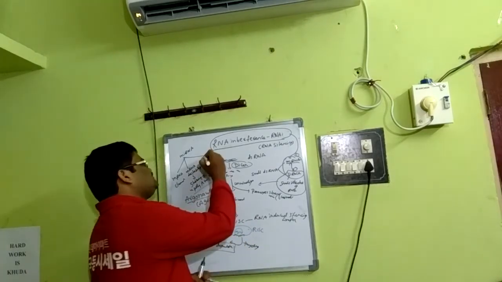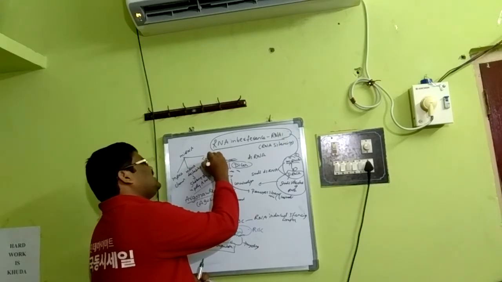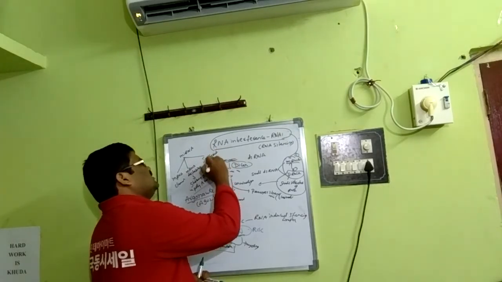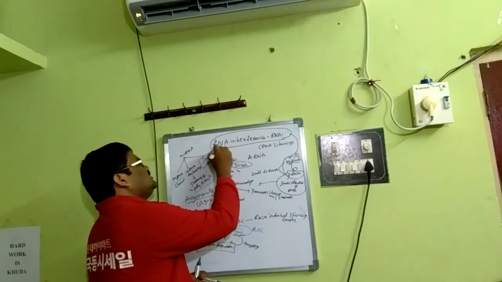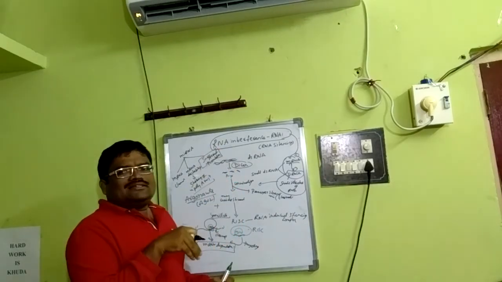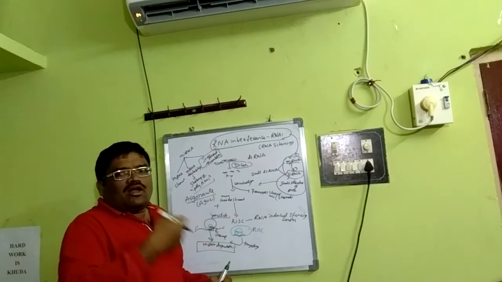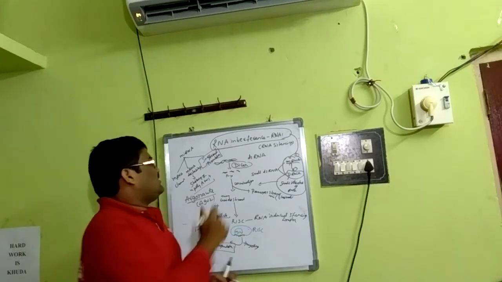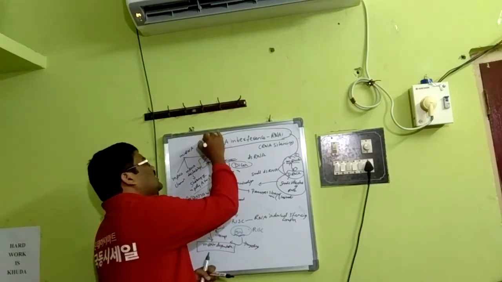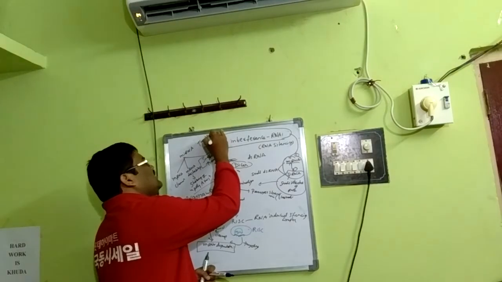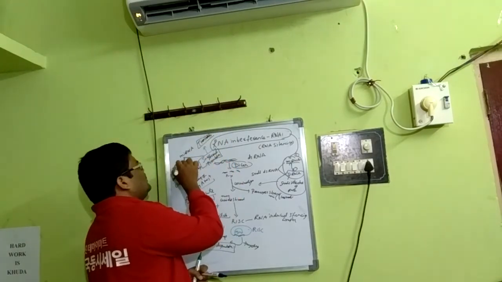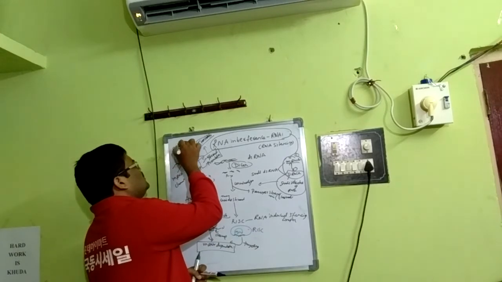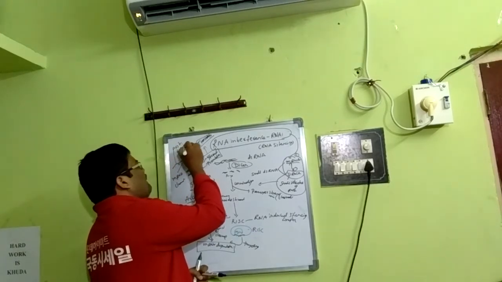Then the third one is inefficient translation at the ribosome. This is called gene silencing through RNA silencing or RNA interference at the translational level. The rest is called post-transcriptional, simply.